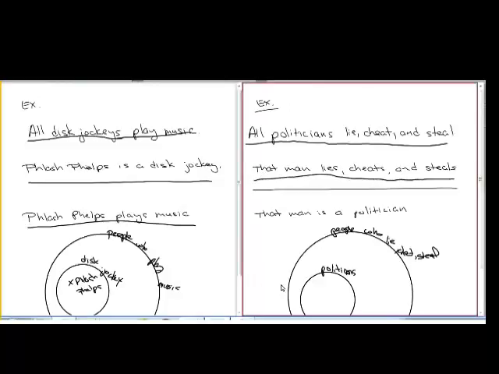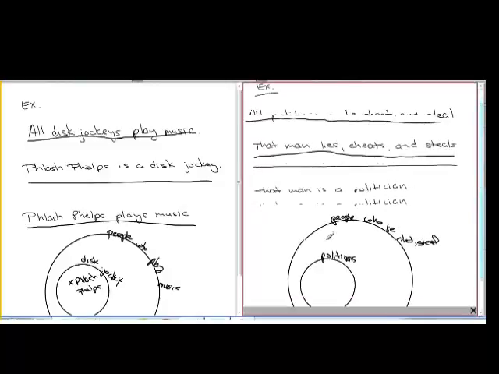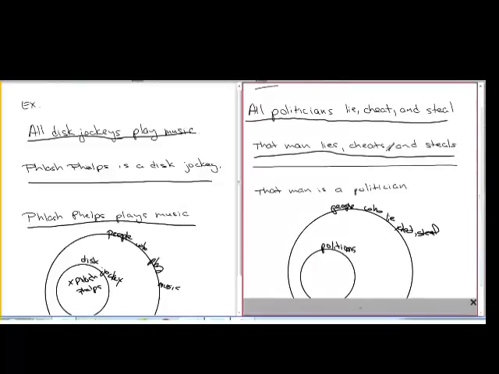Now the second one, that man lies, cheats, and steals. So where can I place the X? Theoretically I could place it here, but I can't specifically do that because it doesn't say he's a politician. If these were switched, and the second statement were that man is a politician, then I could put an X there. But because it doesn't force me to put the X in there, it could be there, or it could be anywhere in the big circle. So the conclusion, that man is a politician, is not a valid argument, because it hasn't forced me to put the little X inside the smaller circle.